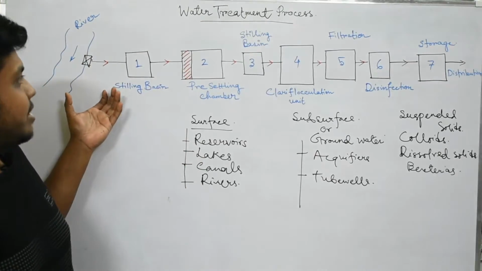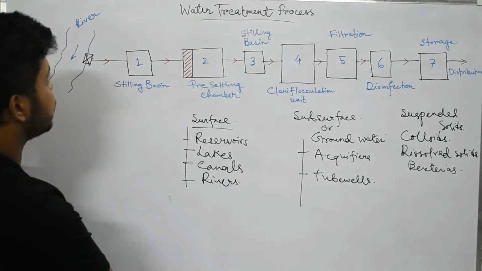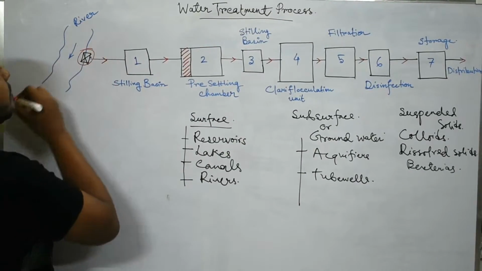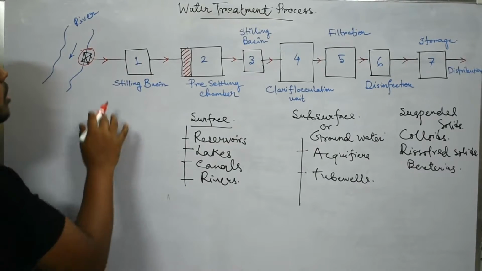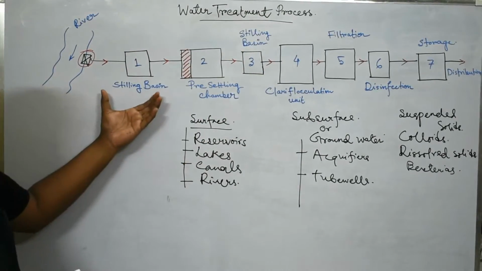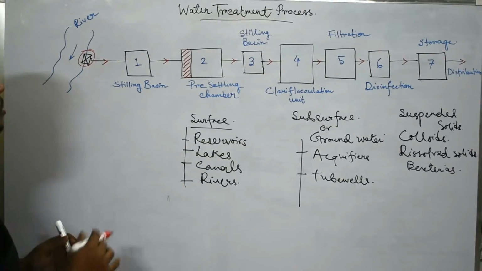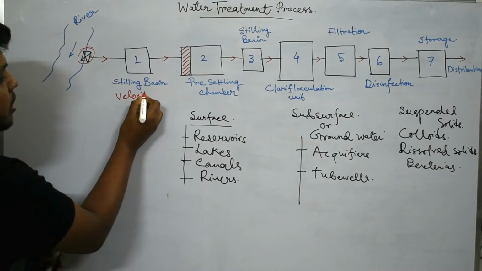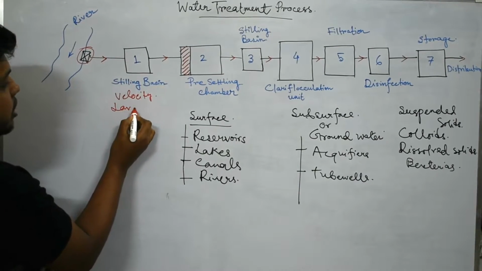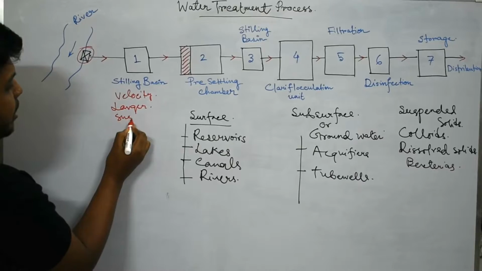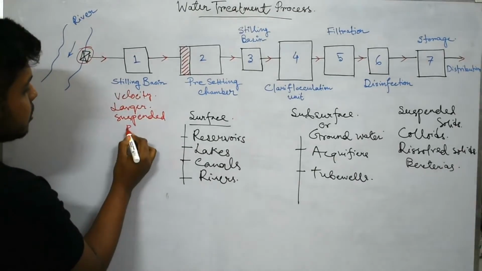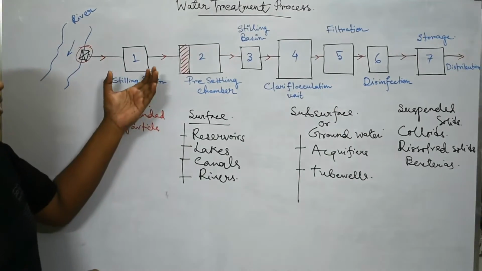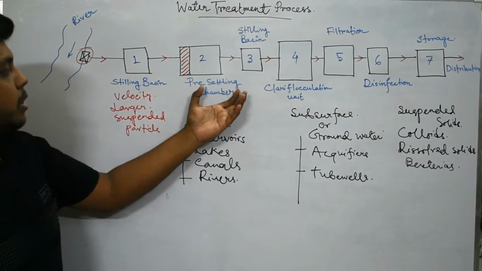So this is a water treatment process, showing a river stream with an intake point. From this intake point the water is supplied to the treatment plant. The first unit here is the stilling basin. So what is a stilling basin? It is nothing but a unit to regulate the velocity and to remove the larger suspended particles.